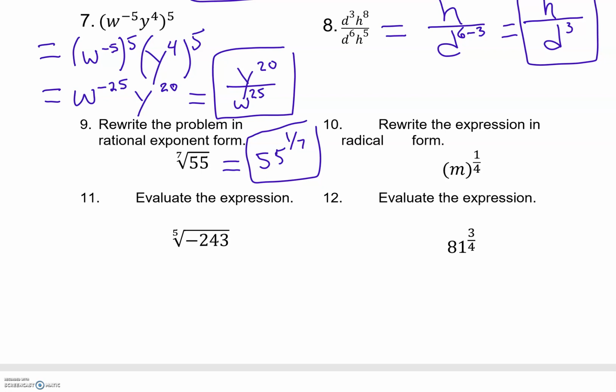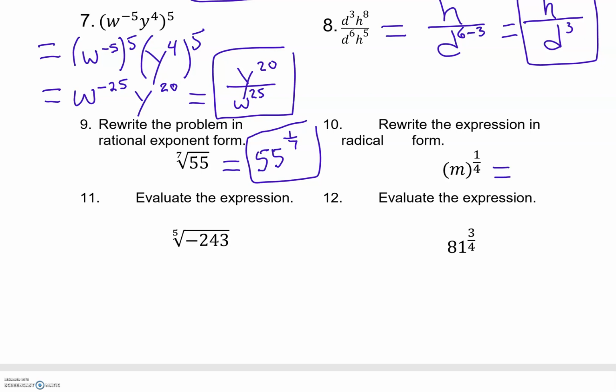Okay, in the next problem, we're going to go the other direction. I'm going to fix that one a little bit. He looks a little bad. 55 to the 1/7 power. And you can write that 1/7 like this. Or kind of, yeah, that would be good.